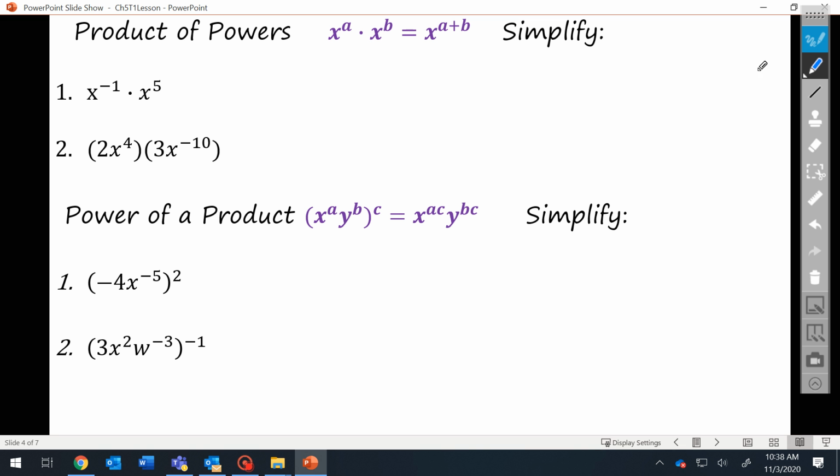Product of powers. So when you have the same base, and they're multiplied, then you add the exponents, a plus b. So in this case, it would be x to the a plus b, because they're multiplied, negative 1 plus 5, which is x to the 4th.